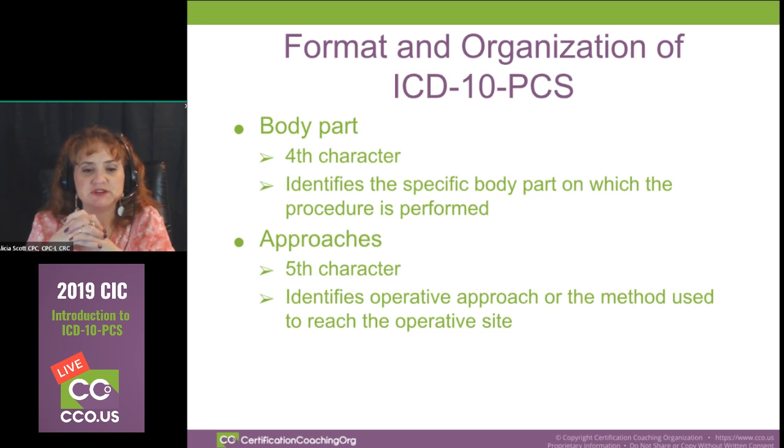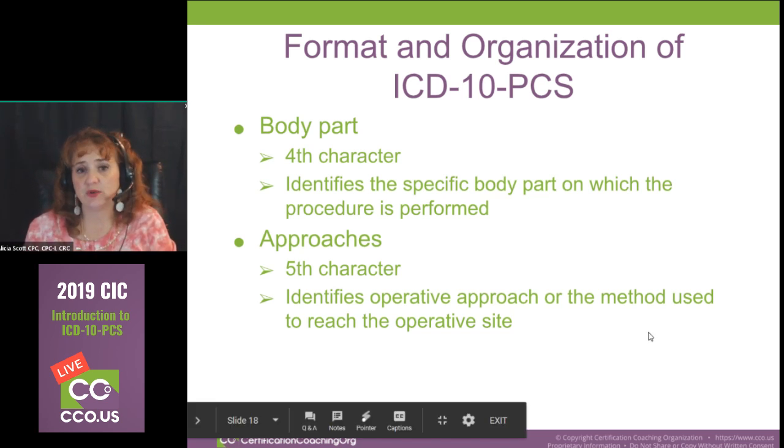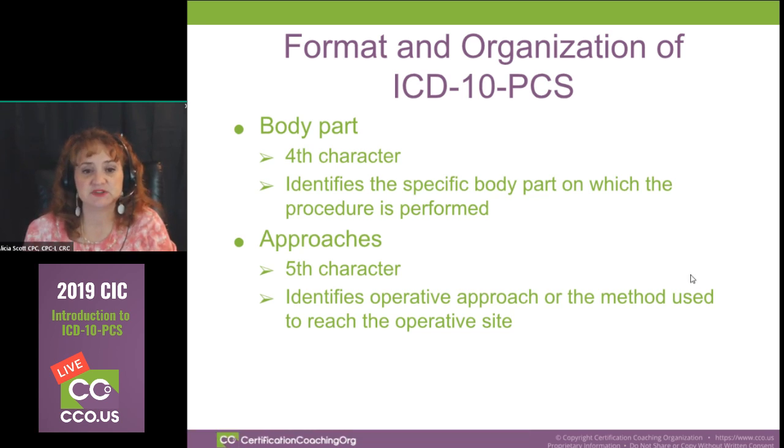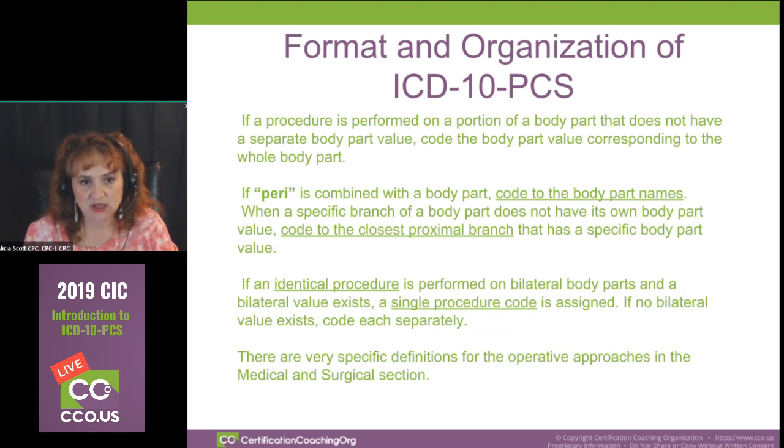And then your fifth character is the approach. So how are we getting there? Are we going to do it laparoscopically? Are we going to do it open? Percutaneous. You only get about four choices usually in the fifth character. There's a little more depending on what you're doing to the body. If you can only go with an open approach, then that's all there is. That's the only choice you'll be given. So it's so simple. Some things you do need to be aware of, though, that I wanted to highlight.